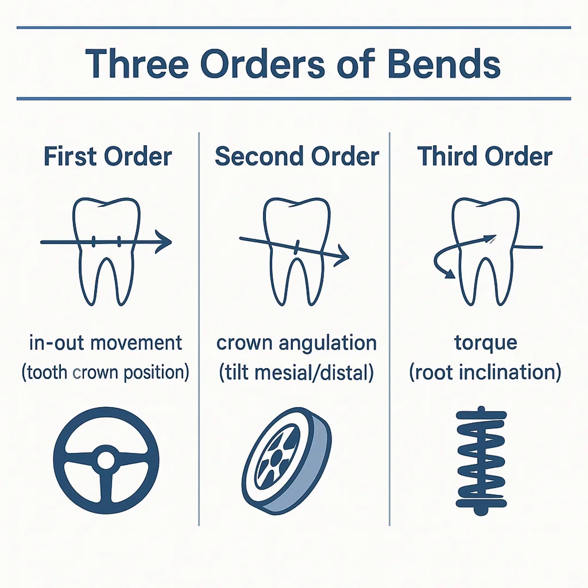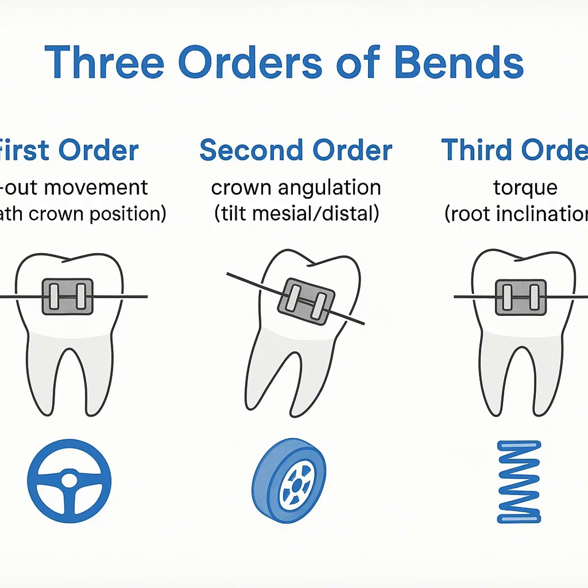Orders of bends. To control teeth in 3 dimensions, the orthodontist introduces first, second, and third order bends into the wire. First order bends are in and out adjustments, moving teeth buccally or lingually. Second order bends control crown angulation, tipping teeth mesially or distally. Third order bends provide torque, the root inclination relative to the crown.